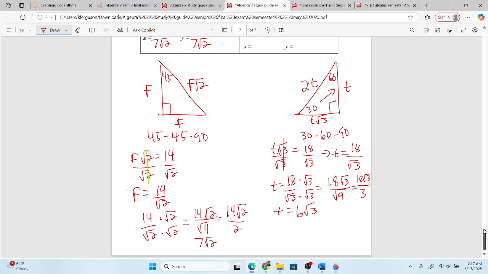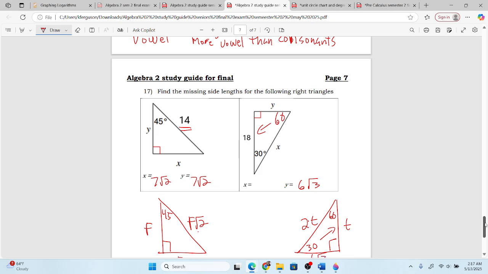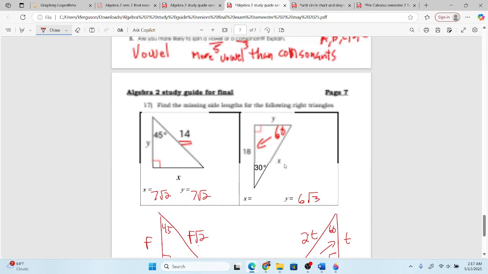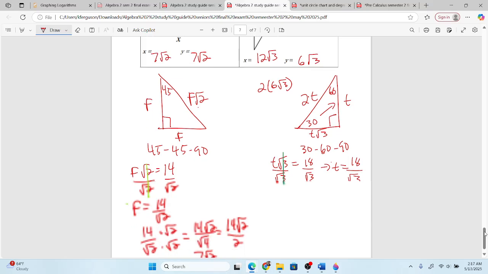So I go back up here and say T. See, T is the side that's opposite the 30. So y is going to equal 6 square root of 3. So that's what I got. Okay, so now I know that this one right here is 2 times T. So I just take 2 times 6 times the square root of 3. So that's 12 square root of 3. And then we are done with that puppy.